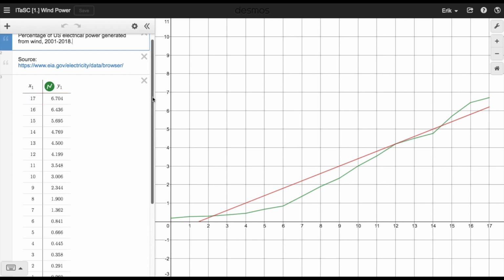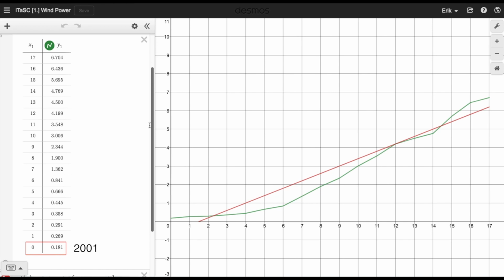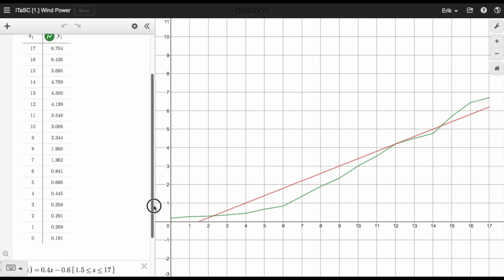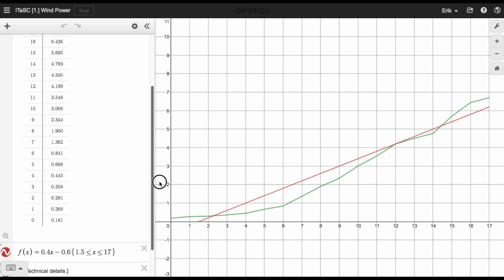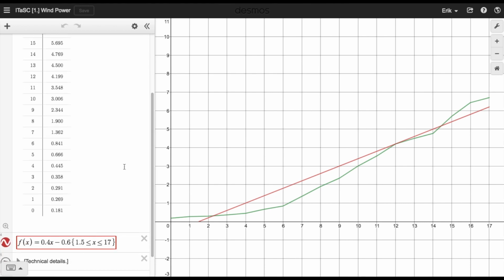And then going all the way back to the year 2001, which we take to be the year 0 in our model. And then at that point, it was 0.181%. Now, in this case, I've chosen to use a line equation to model it. You can see that also at the bottom. So if f of x is 0.4x minus 0.6, we're looking at that line in red on the graph. And we can see that's a rough approximation of the growth in wind power over these years.